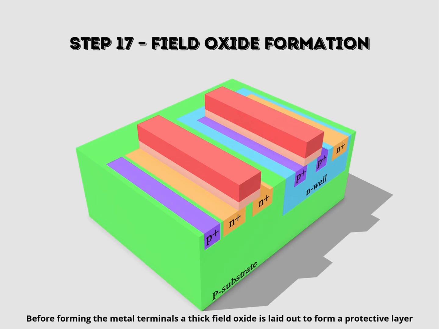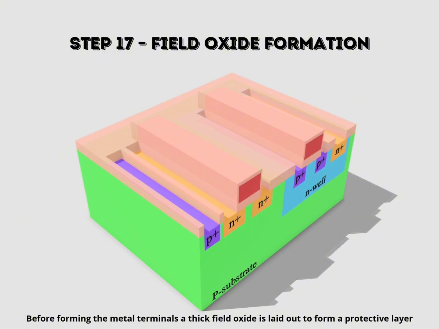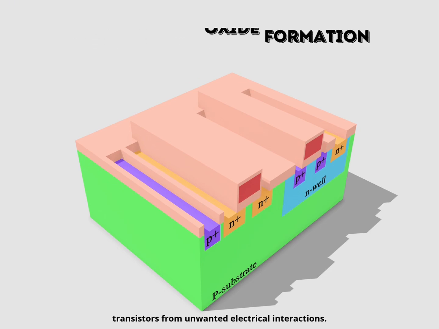Step 17. Field oxide formation. Before forming the metal terminals, a thick field oxide is laid out to form a protective layer for the regions of the wafer. This helps to isolate and protect the transistors from unwanted electrical interactions.